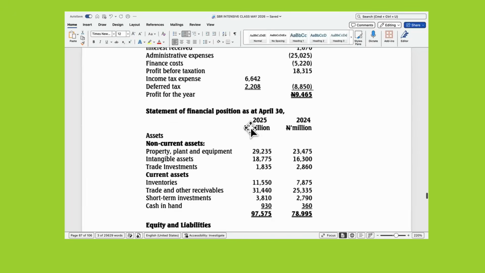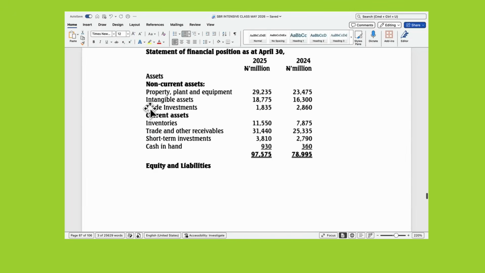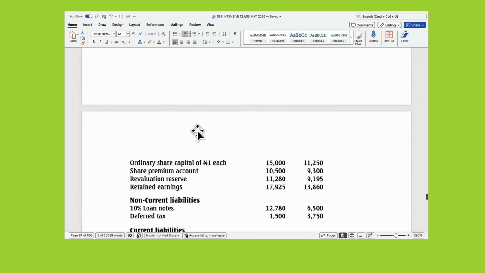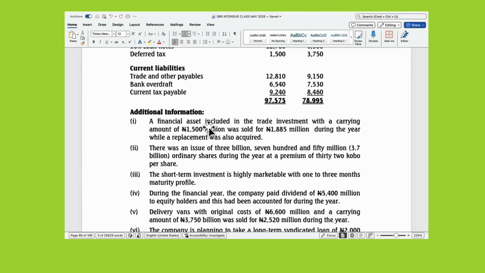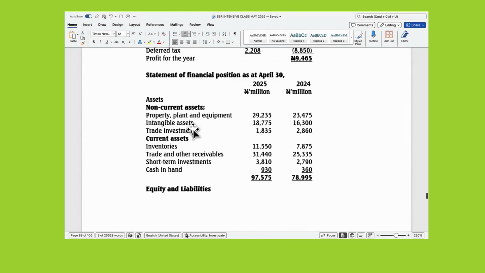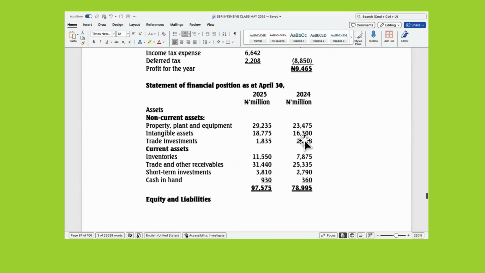And thankfully enough, they told us specifically that it's a trade investment. So good for us, no confusion. Thank you. So I will capture movements in that too, since I already know that they sold. But what they gave me is a carrying amount of 1.5 and sales proceeds of 1.8. What I will capture in my movement is the carrying amount, because those figures on the face of the statement of financial position are carrying amounts.